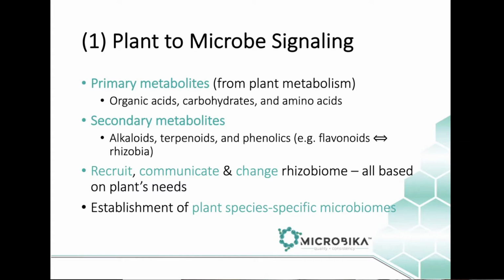So plants use all these metabolites to recruit certain microbes. It's a signal for the microbes that there's a food source available, to communicate its specific needs, and also to change the rhizobiome based on the plant's needs. For example, when there's stress or when there's a pathogen invasion. So the plant communicates that by secreting these metabolites into the rhizosphere, and then the microbes can respond to that. And that is why you see the composition of a specific plant's rhizosphere. You find the establishment of a plant-specific microbiome.